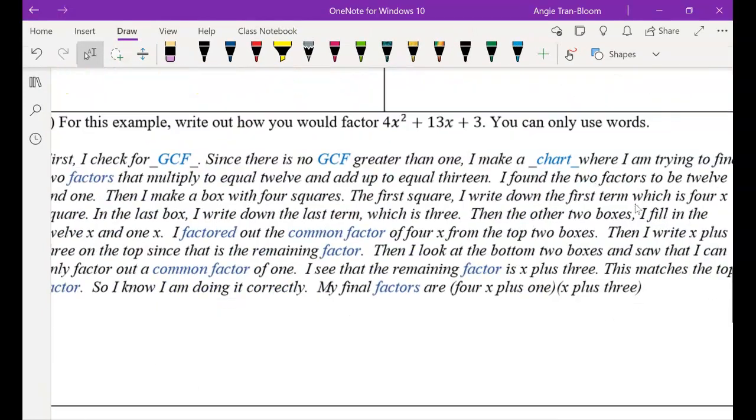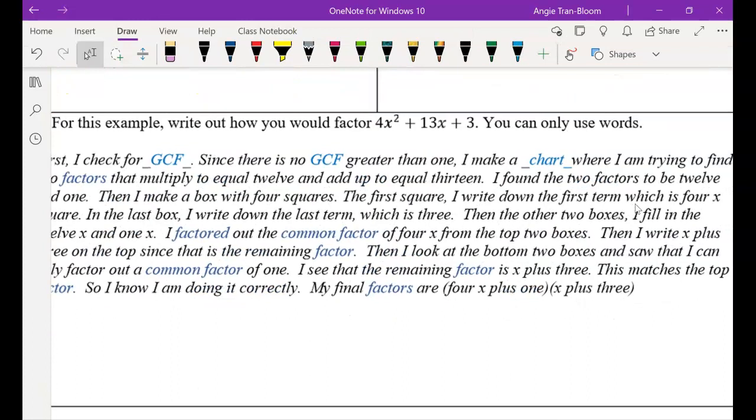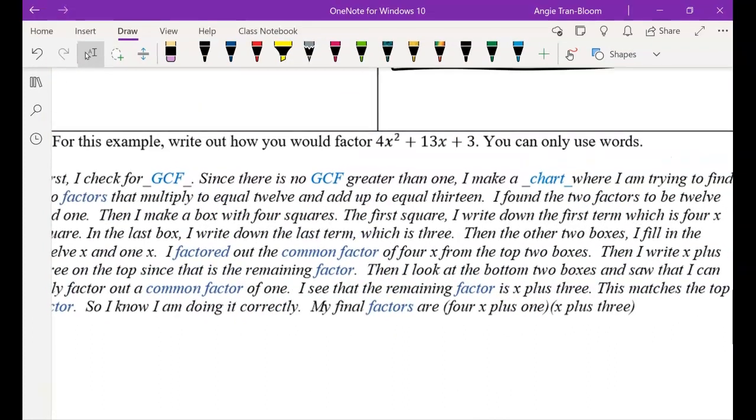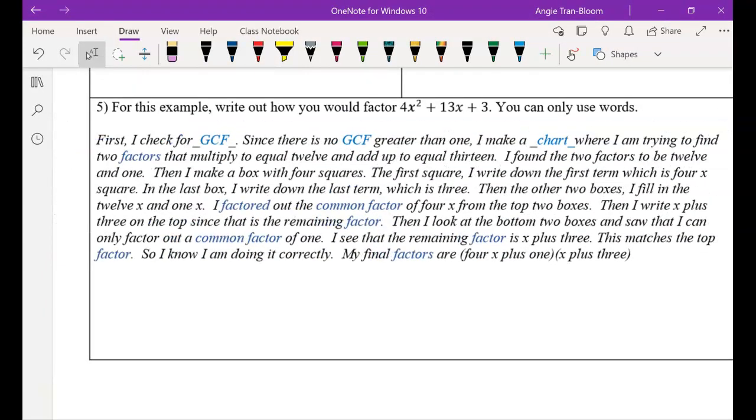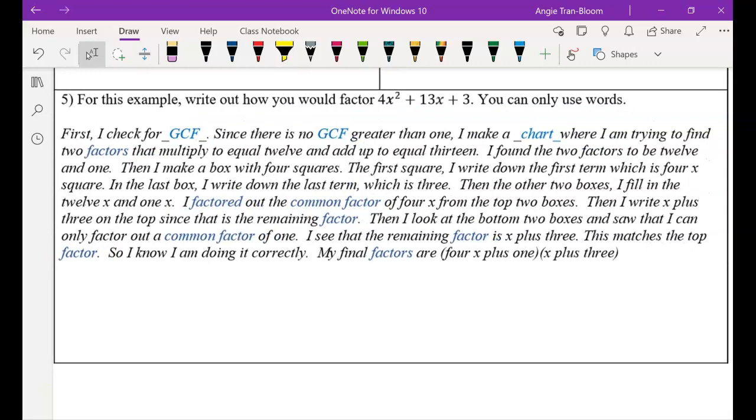Okay, we have one more example, and this one is very different from what you guys have been looking at. It's still factoring, okay? But I want you guys now to write a whole paragraph using only words. So it says here, for this example, write out how you would factor 4x squared plus 13x plus 3. You can only use words.